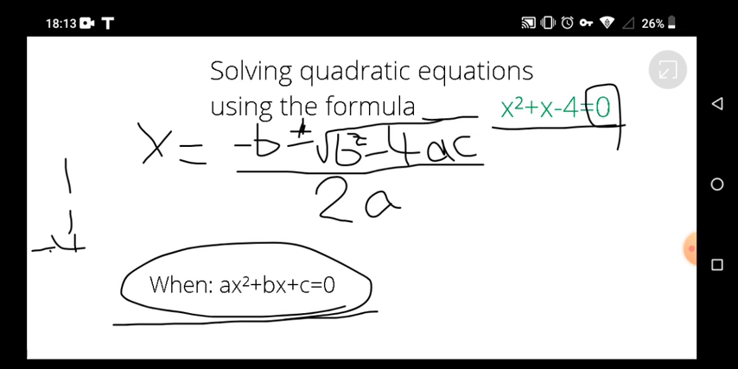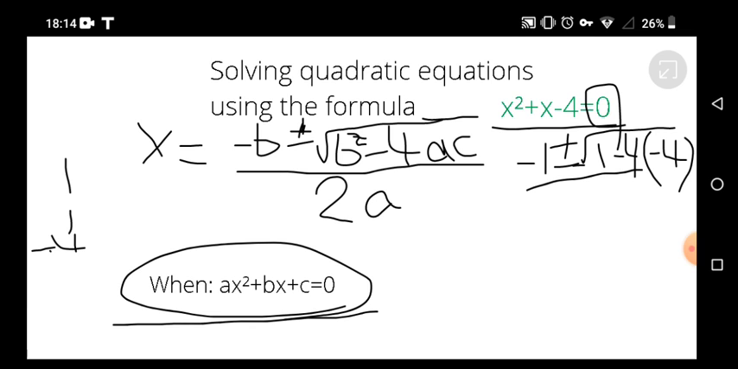So minus b, that would be minus 1, plus or minus square root. Okay, b squared, that's 1 squared, minus 4. I'm going to put in brackets here, so I'm going to work out a times c. A is 1, c is minus 4, that is minus 4. Okay, that's still in the square root, all over 2 times a, and a is 1, so that is all over 2.